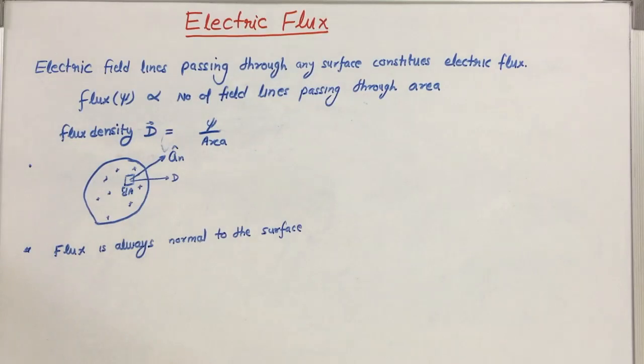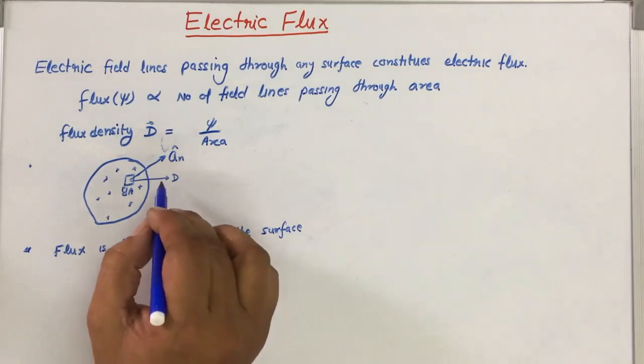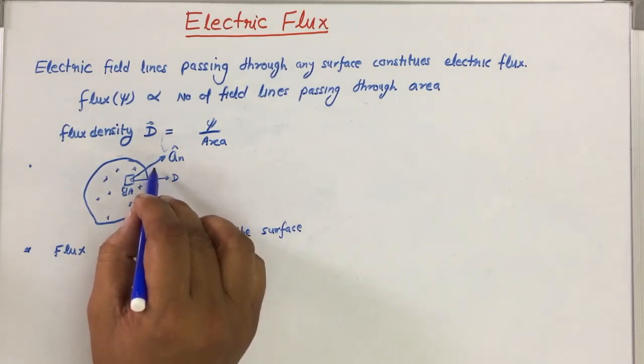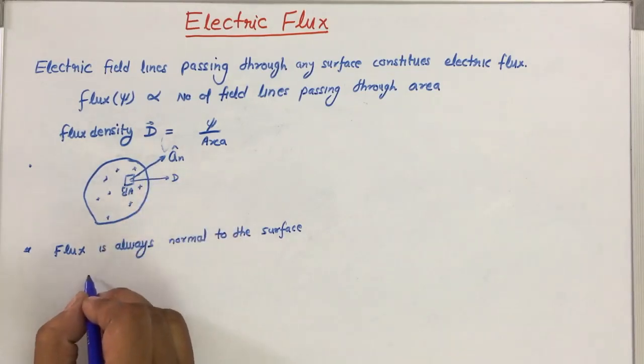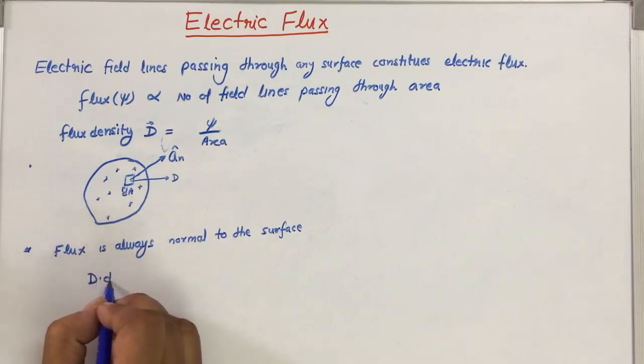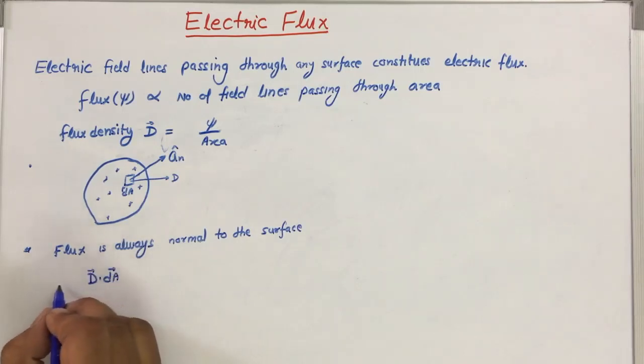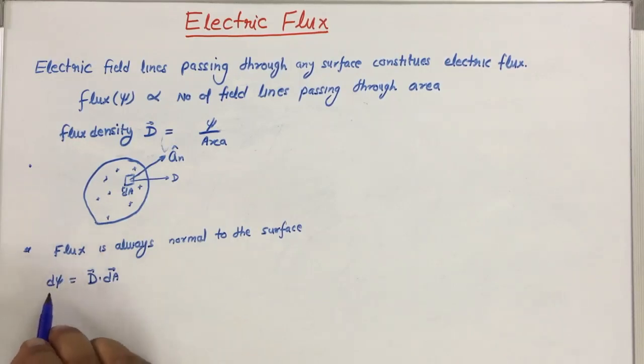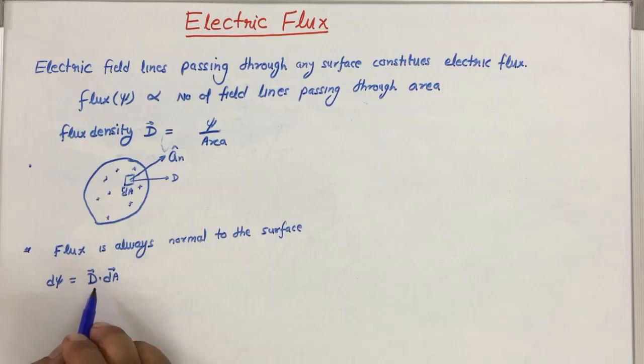And if we find the component of this in the direction of the normal vector, then we can say D dot dA. It is a vector quantity, and this is also a vector. So this is the part of the flux. We can say the flux is equal to the dot product of the field lines and the area vector.